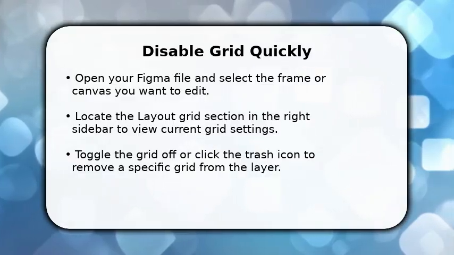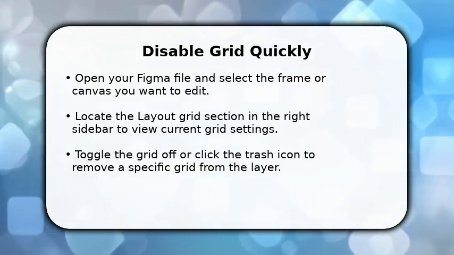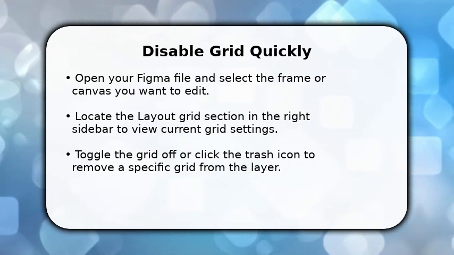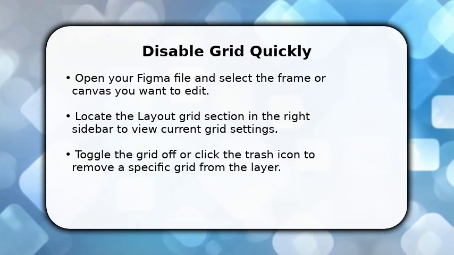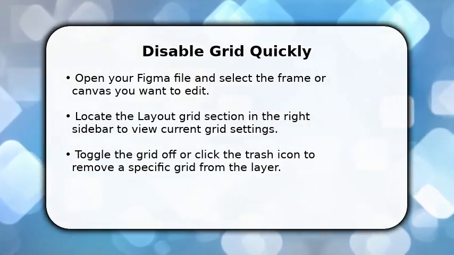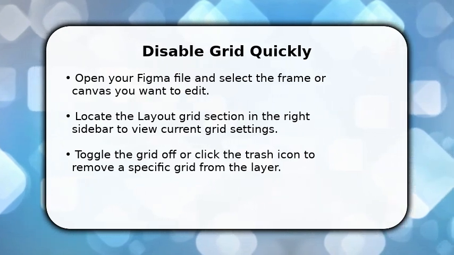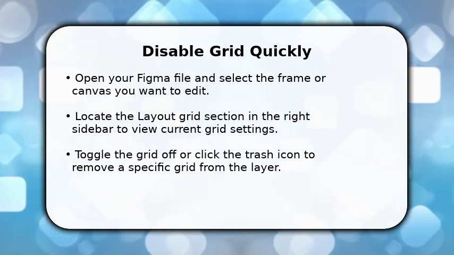In this video, I will show how to turn off grid in Figma. Open your project and select the frame or canvas you want to change, then move to the right sidebar and find the Layout Grid panel. Click the eye icon to hide grids or use the Delete control to remove a grid entirely. Repeat for each frame and use shortcuts to speed up the process for multi-frame documents.